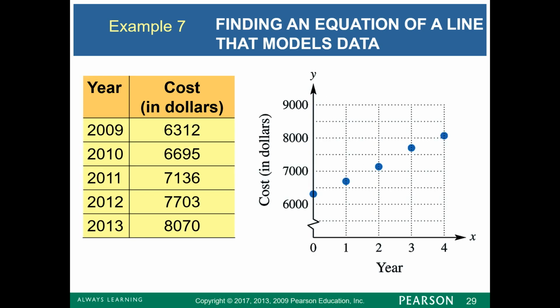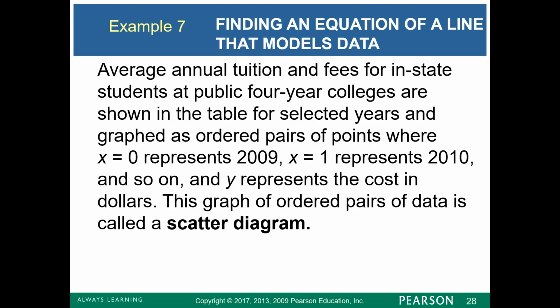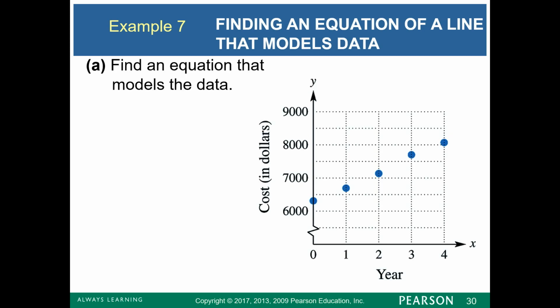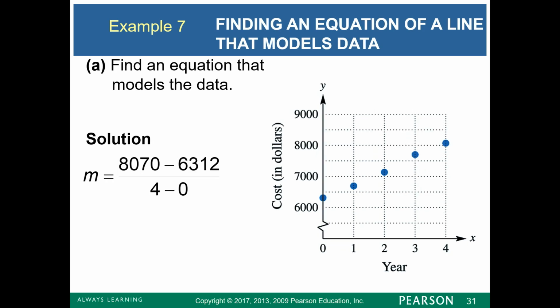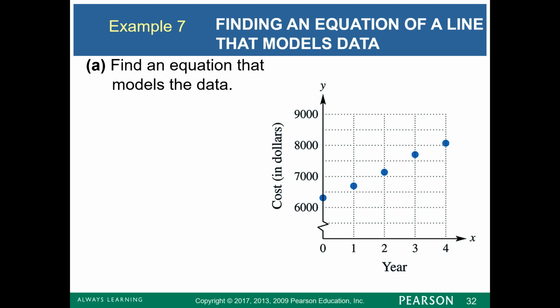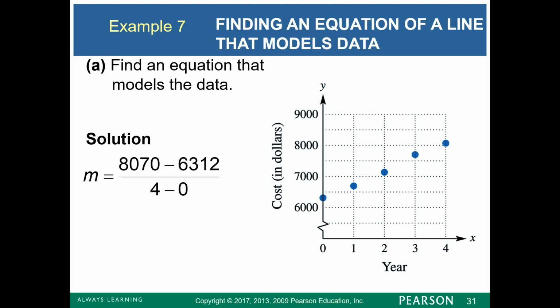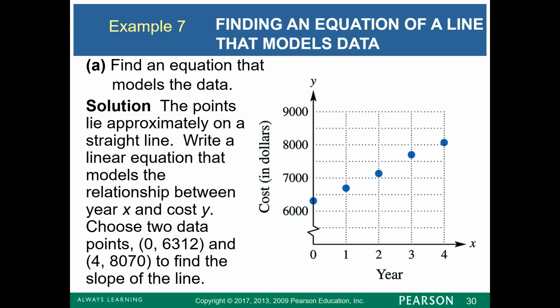You have a year and the cost in dollars, right? So x equals 0 represents 2009. x equals 1 represents 2010, right? And you do that, so they find the slope by taking 2 points. I'll show you here. Look here. So they have 2 points, (0, 6312) and (4, 8070), right?